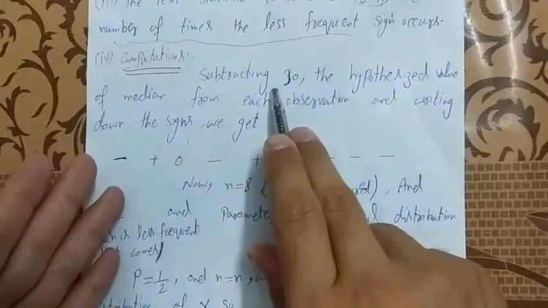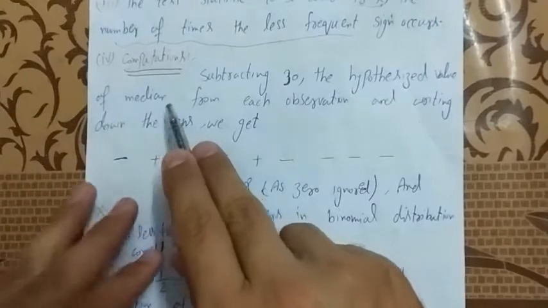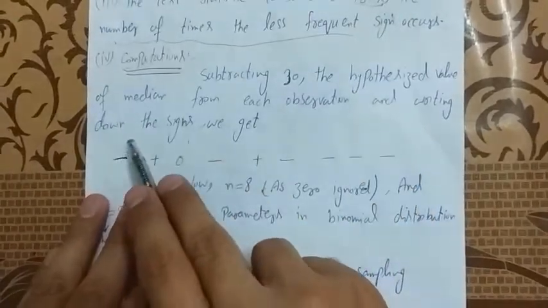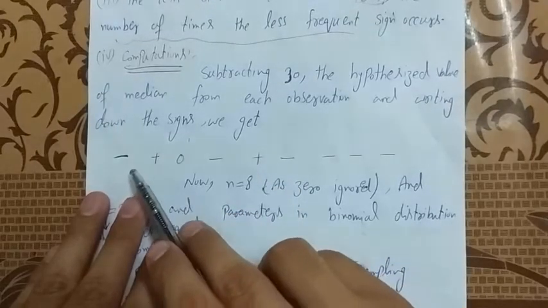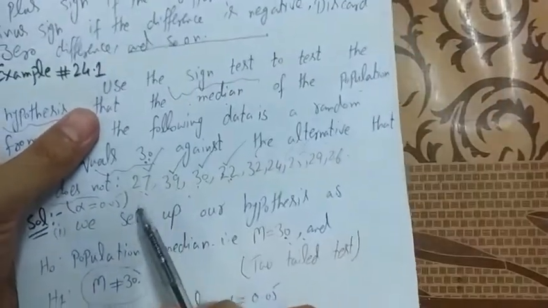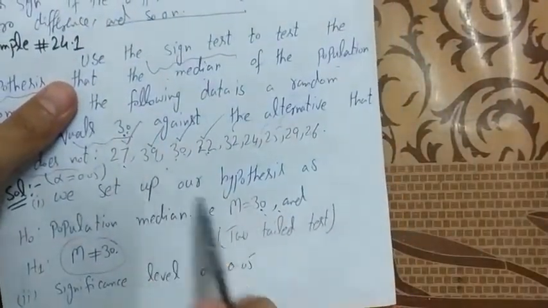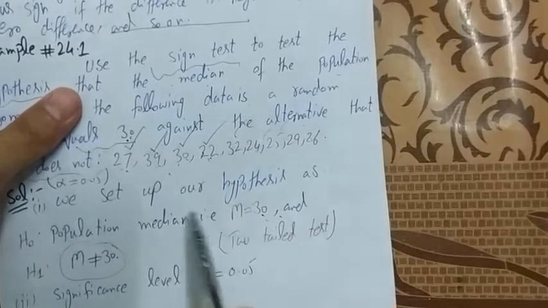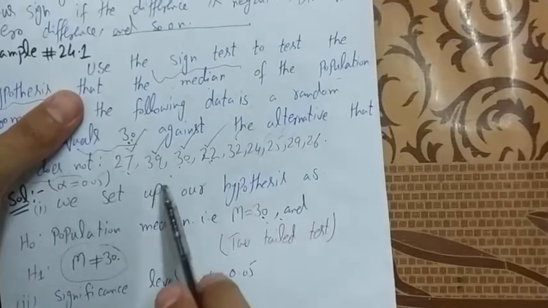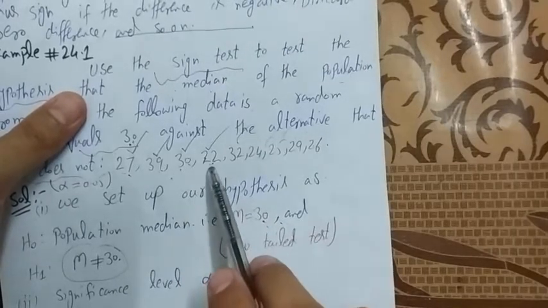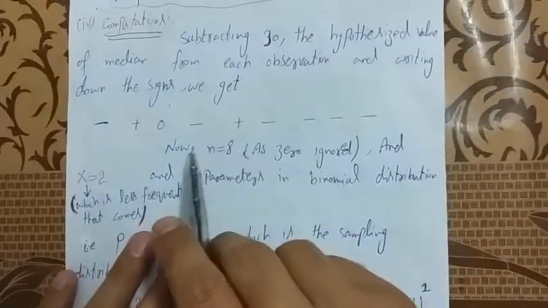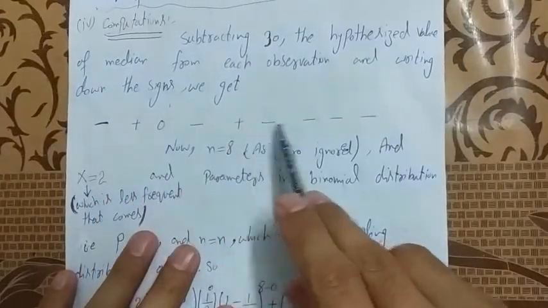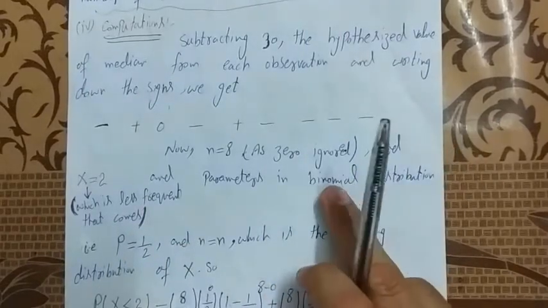Let's see. In the fourth step, find out the computations: subtracting 30, the hypothesized value of the median, from each observation, and writing down the sign we get. Students, first of all we find the difference, meaning 27 minus 30, the answer will be negative. 39 minus 30, the answer will be positive. 30 minus 30, the answer will be 0. 22 minus 30, the answer will be negative. 32 minus 30, the answer is positive. So we write down these negative, positive, 0, negative, positive signs from the previous calculation.